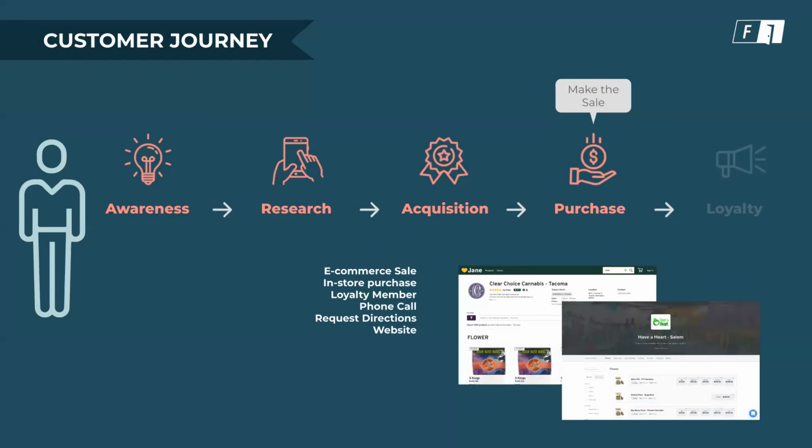Next, we're going to transition to purchase. So after they found you, they've done their research, they're ready to buy. You want to ensure that your online menu is on your website and it's easy to check out. So first thing is make that experience as easy as possible. So when someone searches for you, Clear Choice Cannabis Tacoma, they go to your website. I should be able to make a purchase within a few clicks. This needs to be really, really easy and seamless.